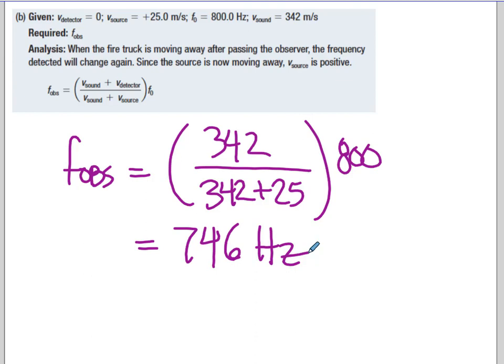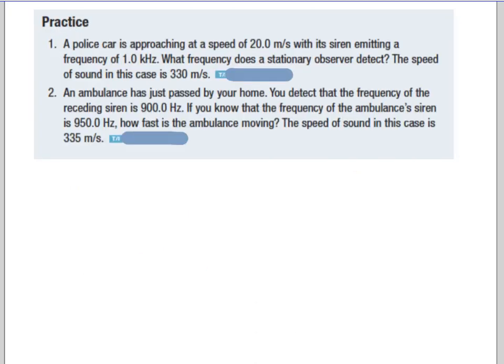It's really just understanding where you are in terms of whether you're going to add or subtract the velocity of the source. Okay, if you want to pause it here and try a couple, there's 2 questions here to try. So in the interest of keeping this relatively short, a police car is approaching at a speed of 20 meters per second with its siren emitting a frequency of 1000 hertz. Be mindful of that prefix. What frequency does a stationary observer detect? The speed of sound in this case is 330 meters per second.